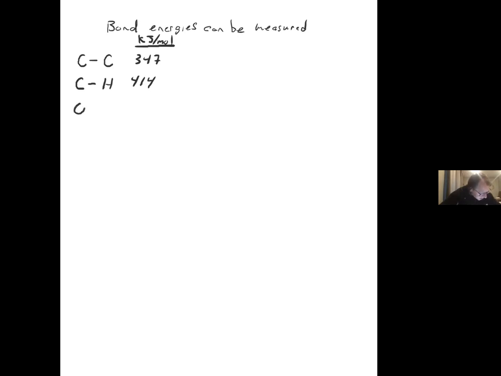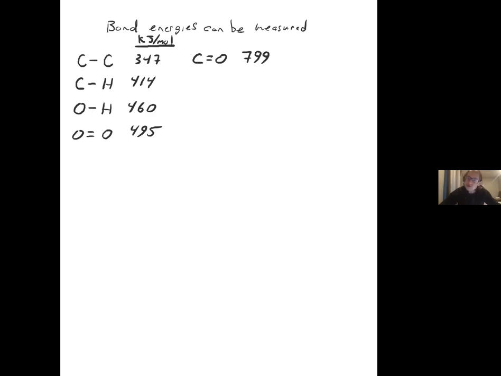An oxygen-hydrogen bond, 460. An oxygen-oxygen double bond, 495. Let me do another one here. Let's do a C double bond O. 799. This one's really strong. That's a big, strong bond there. I think that's it. I'll just put those ones up. But there are all kinds. There's 100 different bonds you could look up.